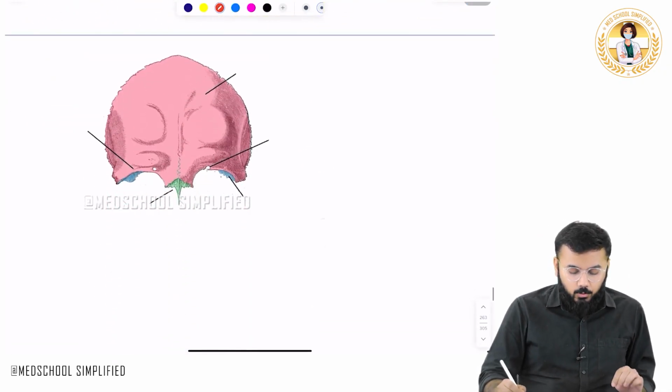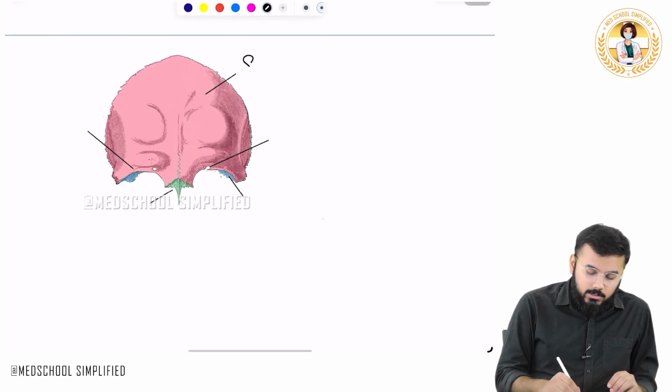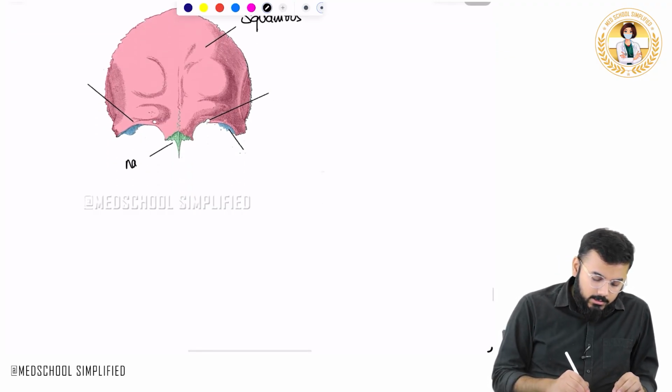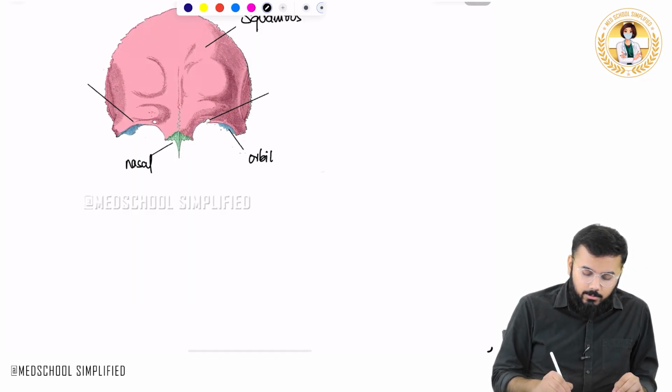Now let us look at this bone. What are the structures you can see? This entire structure over here is called the squamous part of the frontal bone. And what is this part called? This is called the nasal part, right? And finally, this is called your orbital part.